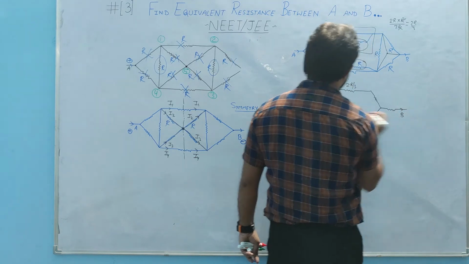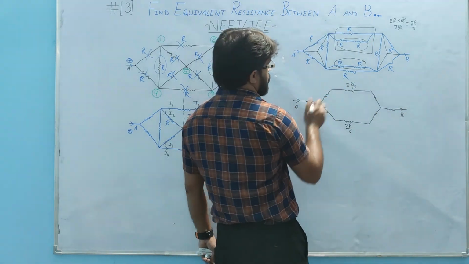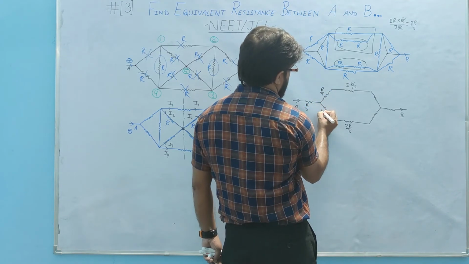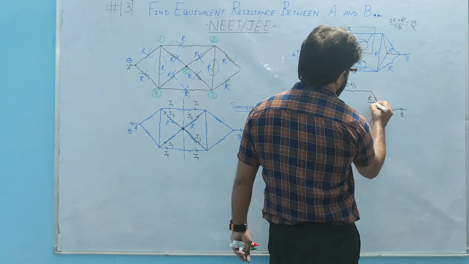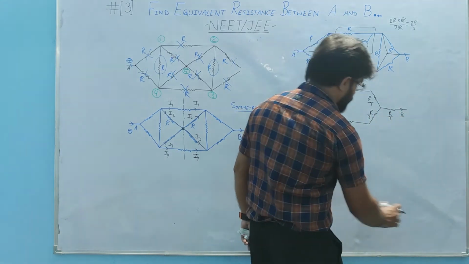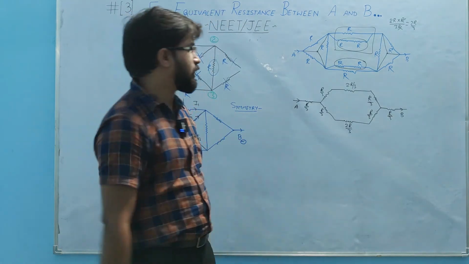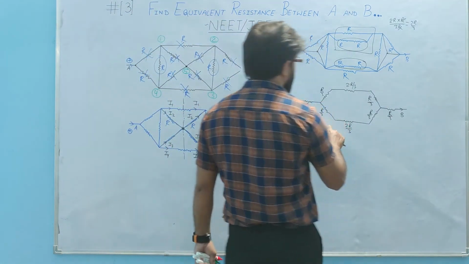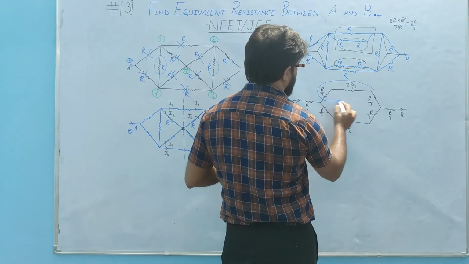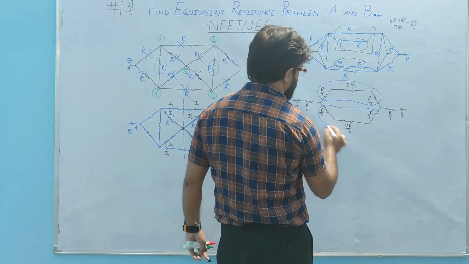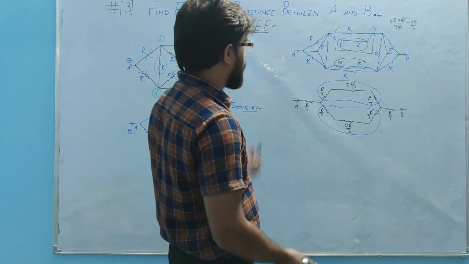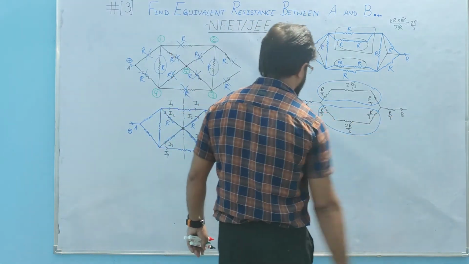This is point B, this is A, this is the star point. So these values are R by 3, R by 3, R by 3, this is also R by 3, R by 3, R by 3. The star delta method I have mentioned, and in our previous video also we have shown. So these three are now in series, they will be in parallel, then this and this will be in series.